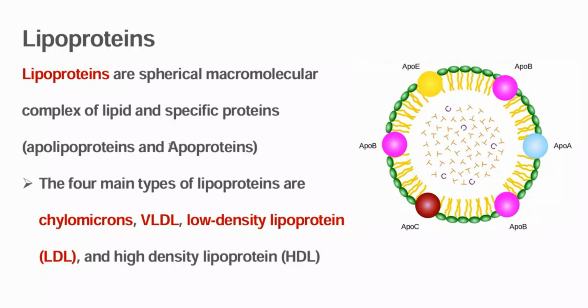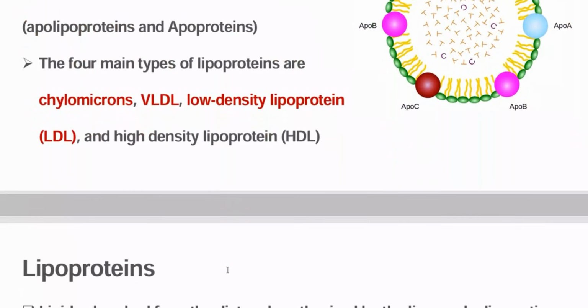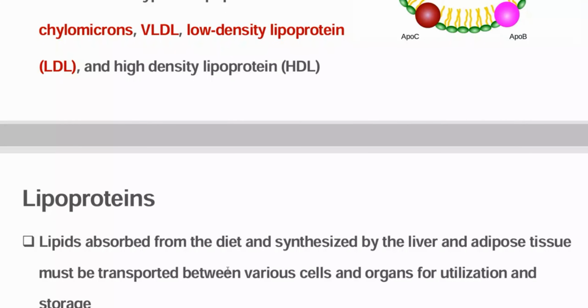There are four main types of lipoproteins, and before that, if you want to see the apoproteins, that is ApoA, ApoB, ApoC, ApoD, and ApoE, all are in these lipoprotein structures. So there are four major types of lipoproteins: chylomicrons, VLDL, very low density lipoproteins, LDL, low density lipoproteins, and HDL, that is high density lipoproteins. One by one we will discuss them here.